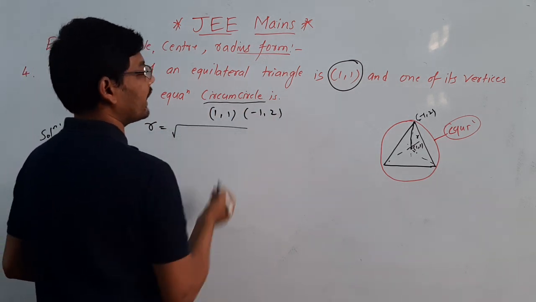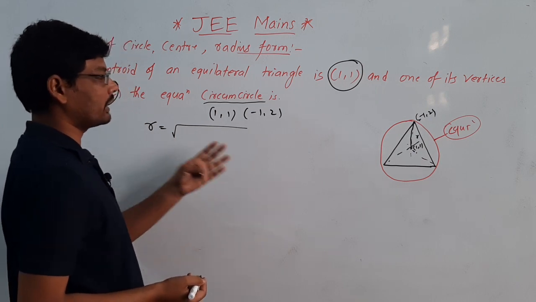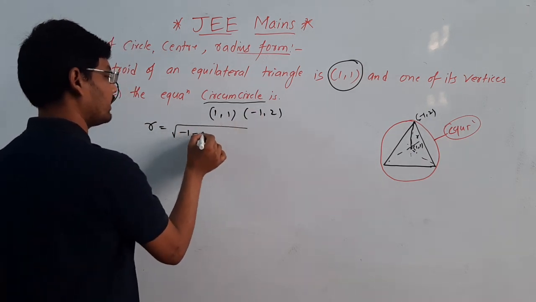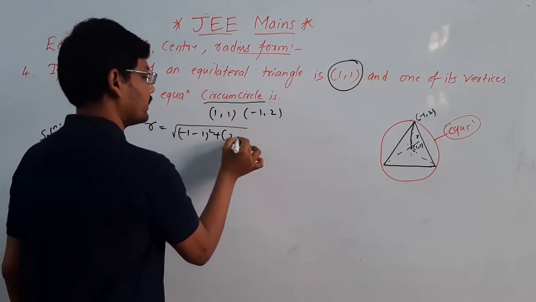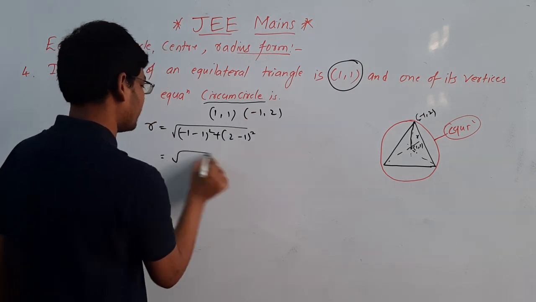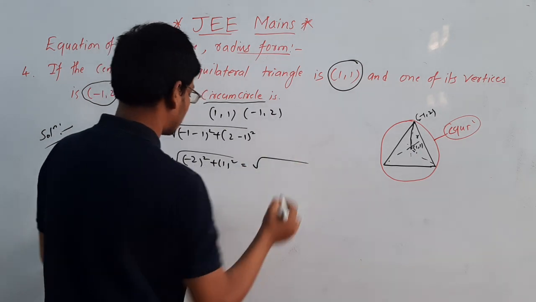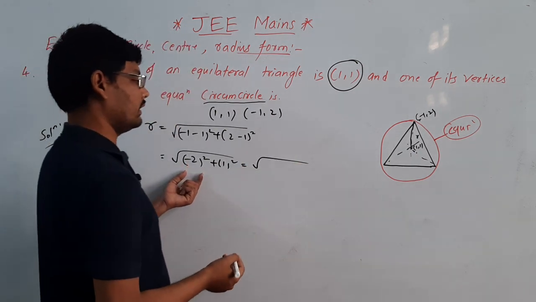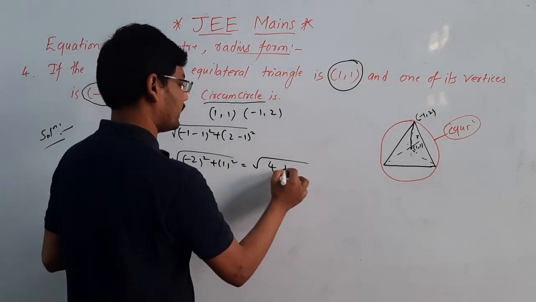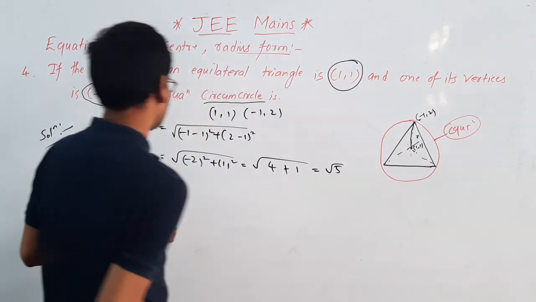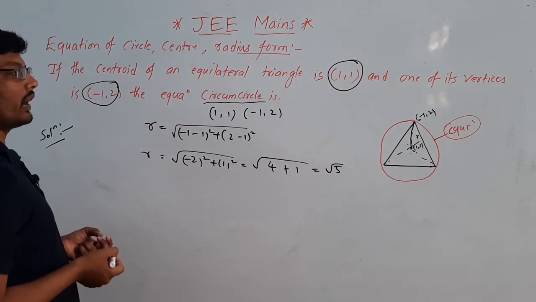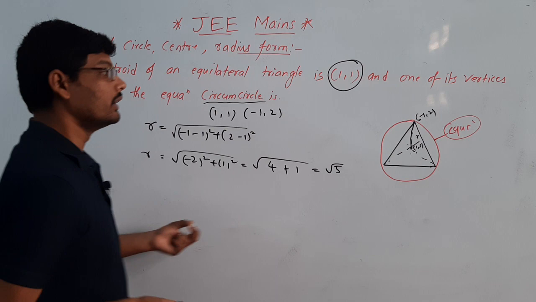The radius formula is root of (x2 minus x1) whole square plus (y2 minus y1) whole square. So (minus 1 minus 1) whole square, that is minus 2 whole square, plus (2 minus 1) whole square. I am writing more steps here for understanding purpose. 4 plus 1, that is equal to root 5 here. R is equal to how much? Root 5. We got root 5.